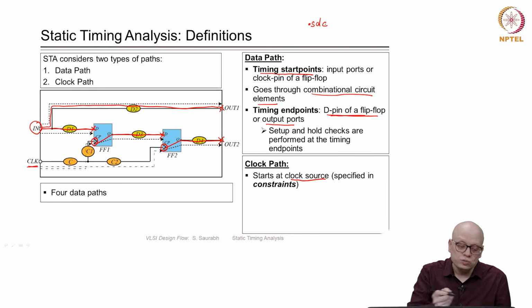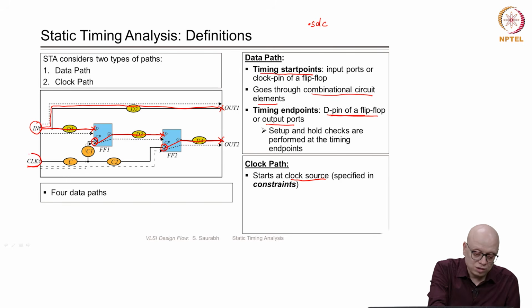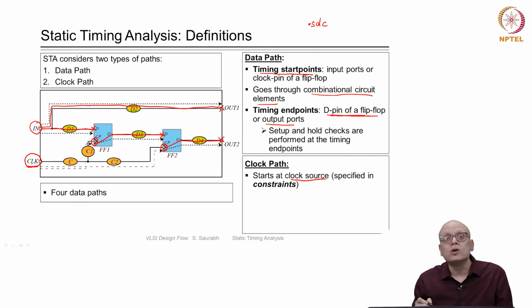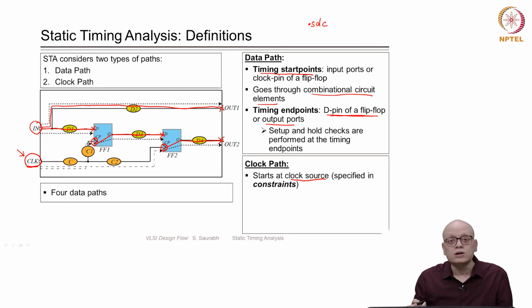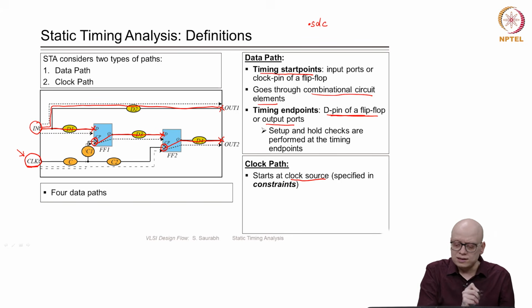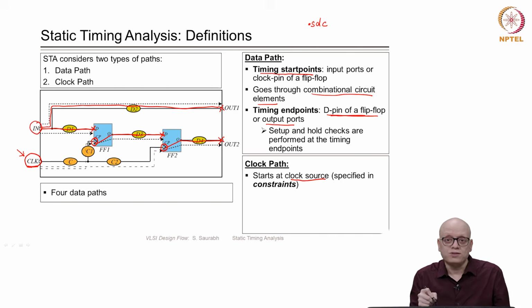So, let us assume that the start point in this example is this clock, and that is why we did not consider the clock as the start point of the data path. Suppose there was a constraint here, say create clock, but we will go into the details of constraints in a subsequent lecture. So, a clock path starts from where the clock is specified in the SDC file, the start point of that.